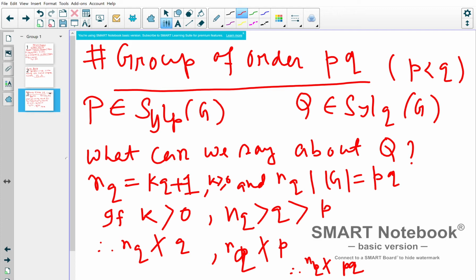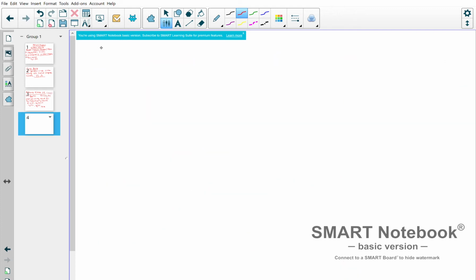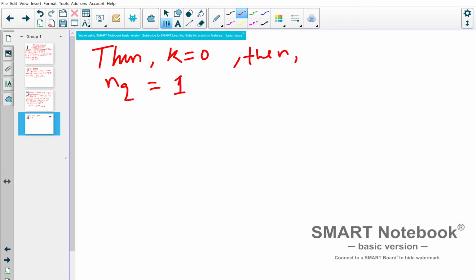So what is the conclusion? Conclusion is that k must be equal to 0. So thus you can say that k equals 0, and then what happens? Then nQ becomes 1, right? So this Q is actually a subgroup of G, right?